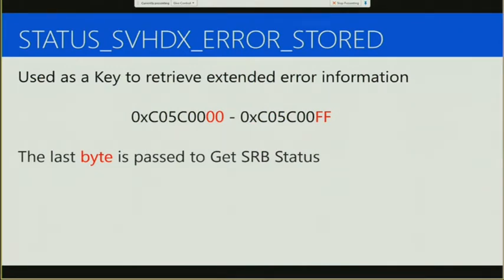So when we talk about this error storing, I keep mentioning this key and this thing here. The error code is defined as this, C05, then all zeros. In reality, the server will return the last byte anywhere from 0 to FF. And this byte is a key into a table of extended error information that's maintained on the server. These keys are valid per handle. So when you call create file, you get a handle. These keys are valid per handle.